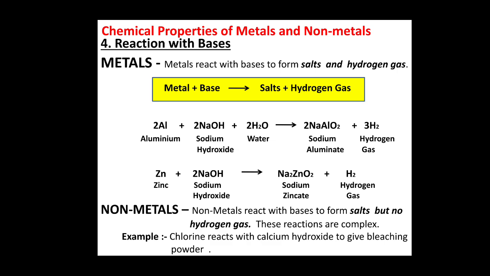Non-metals react with bases to form salts but no hydrogen gas. These reactions are quite complex. One example, let me tell you: chlorine reacts with calcium hydroxide to give rise to bleaching powder. Okay. For your class it is not required, just remember that non-metals react with bases to form salt, but no hydrogen gas is liberated like with metals. Okay.